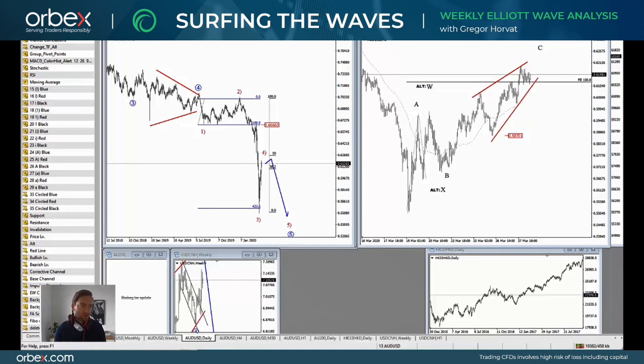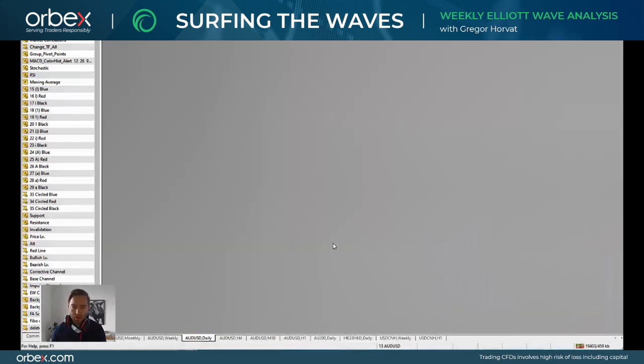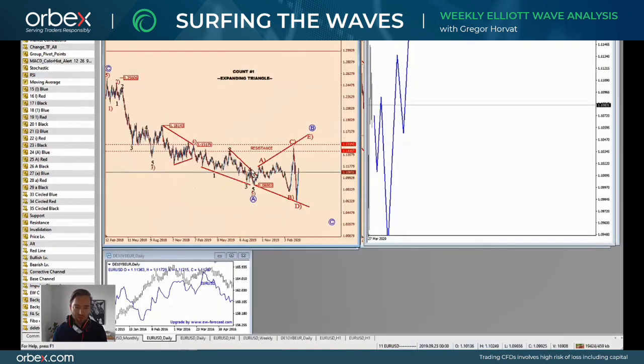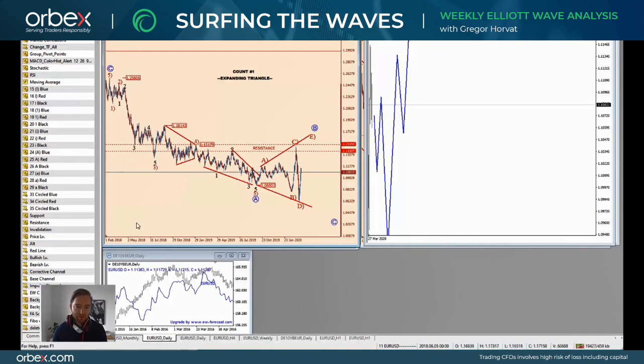I will take a look at the euro dollar, euro pound, the S&P 500, dollar Mexican peso and Aussie dollar. Now, if we firstly take a look at the euro dollar, what you really should be aware of is probably the higher degree time frame chart.